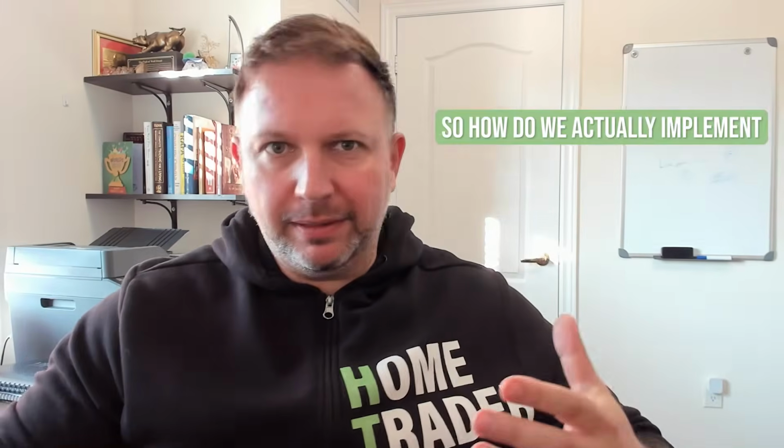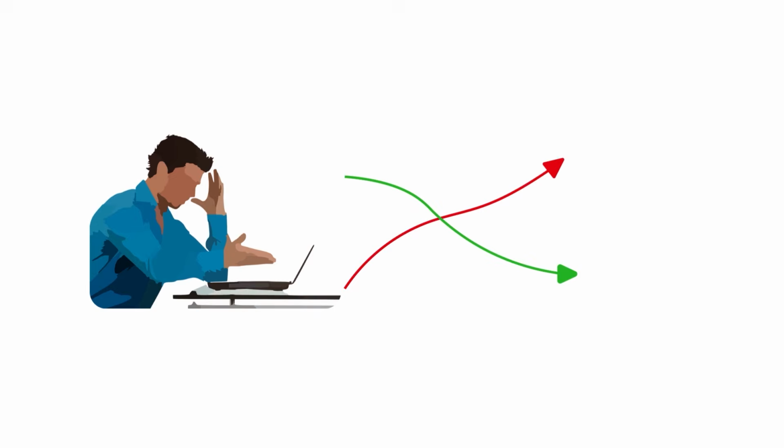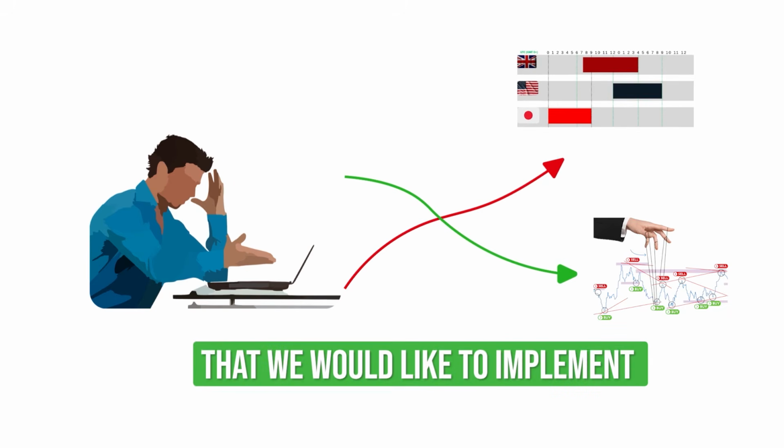So how do we actually implement the breakouts of the Asian session ranges correctly? Should we actually focus on the Asian session breakouts, or are there better techniques that we would like to implement when trading the Asian session and the post-Asian session?